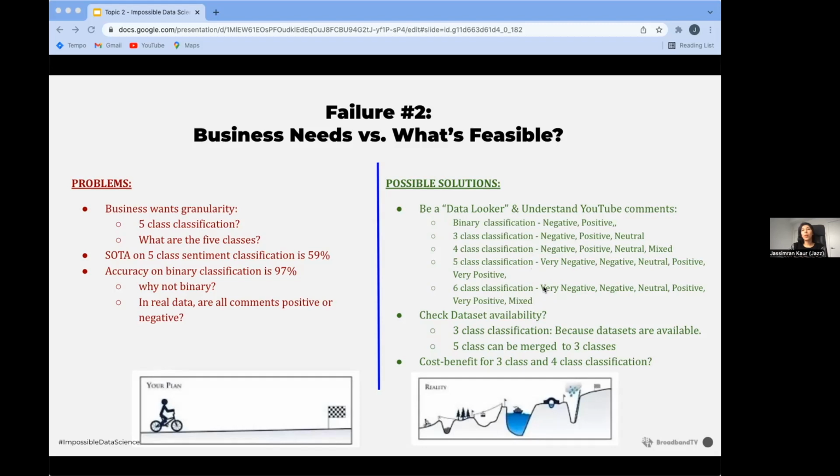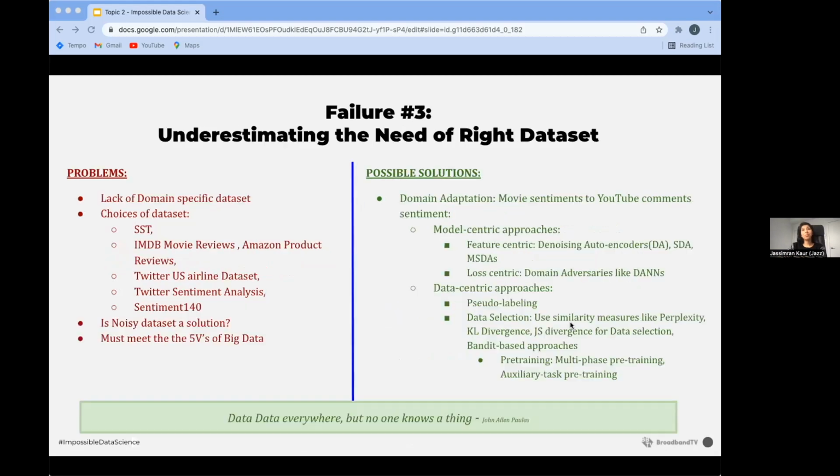Look for what would really make sense and do a cost benefit analysis on that. Now see, if we go for a 5-class classification, you know what, it can be merged to 3 classes because we can say that very positive and somewhat positive could just be positive. Very negative and somewhat negative could just be negative. So think about these things to find a good solution.